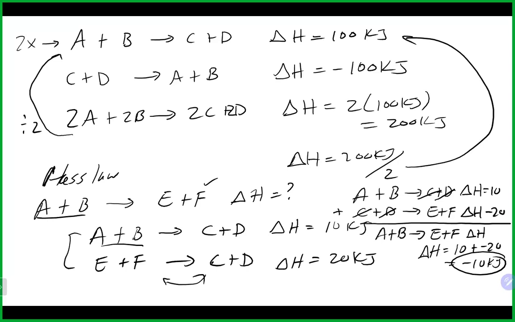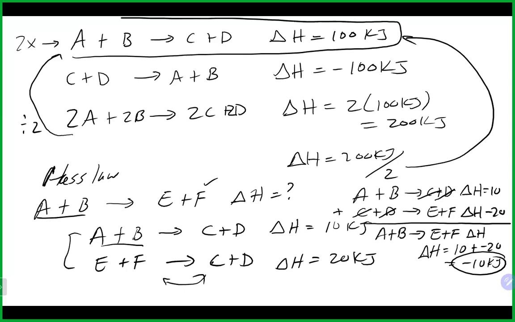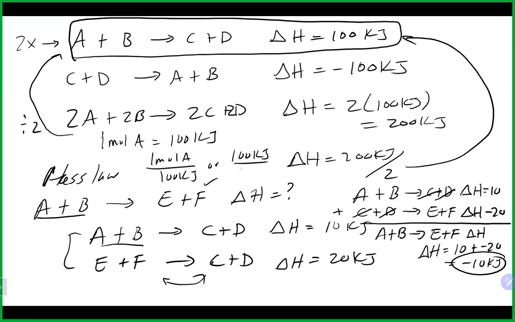Question on that there? The last thing we talked about is that you can take an equation like this and do some stoichiometry with it, using a conversion factor of moles to energy. So for example, in that top equation, I could say for every 1 mole of A, I get 100 kilojoules of energy, and I could use that as a conversion factor. A mole of A gives me 100 kilojoules, or 100 kilojoules gives me 1 mole of A. So again, I can use it as a conversion factor to go from moles to energy.